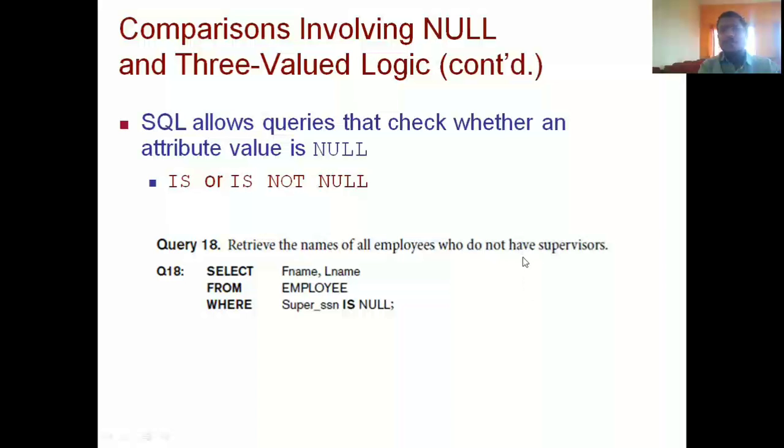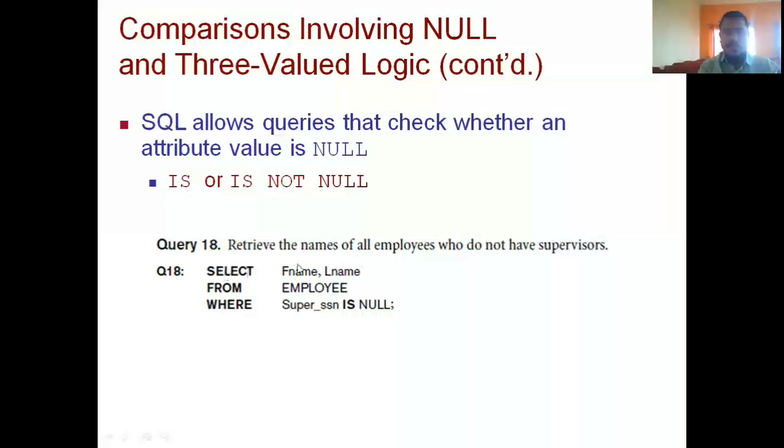Means obviously those who have the supervisors, they have the supervisor SSN, okay. So here that is a number. If there is no supervisor, obviously there is no supervisor number, so it is mentioning the null. So those candidates will retrieve.